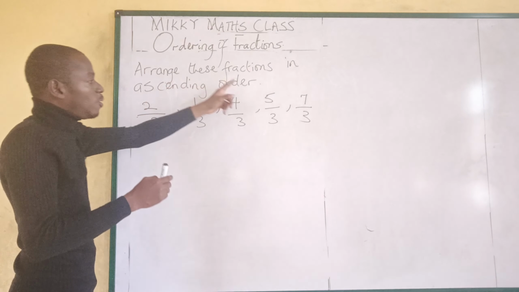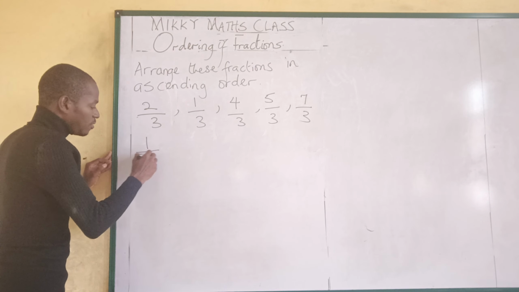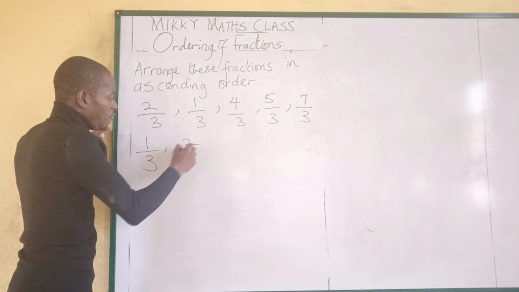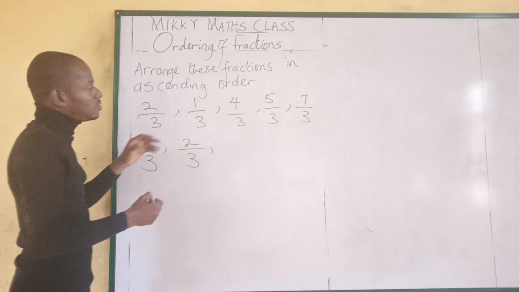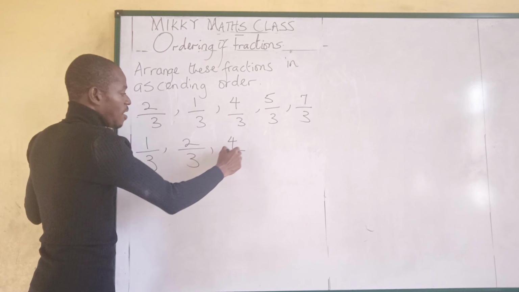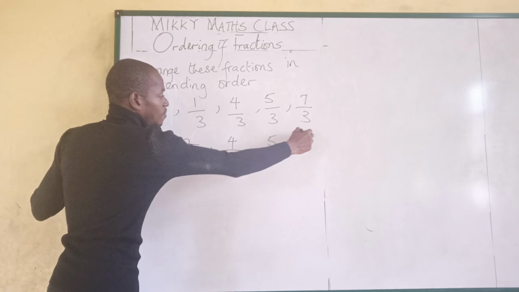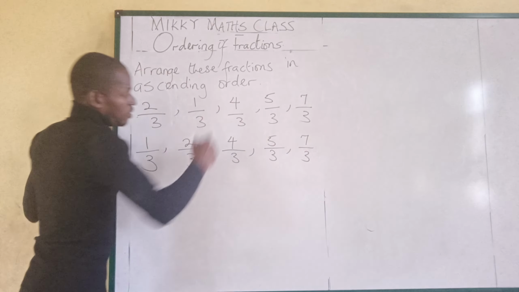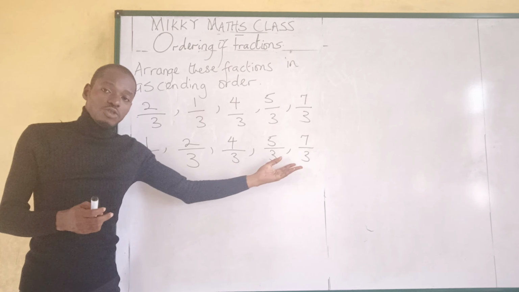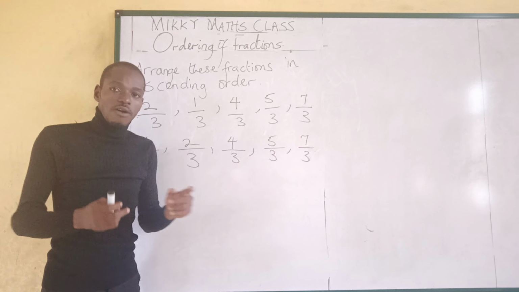So, in ascending order, I'm starting from the smallest. The smallest is 1 over 3, followed by 2 over 3. After 2, the smallest number there, 4, 5, 7, is 4. That's 4 over 3, 5 over 3, and the last number is 7 over 3. I've ended up arranging those fractions in ascending order. This is the biggest fraction there, 7 over 3.